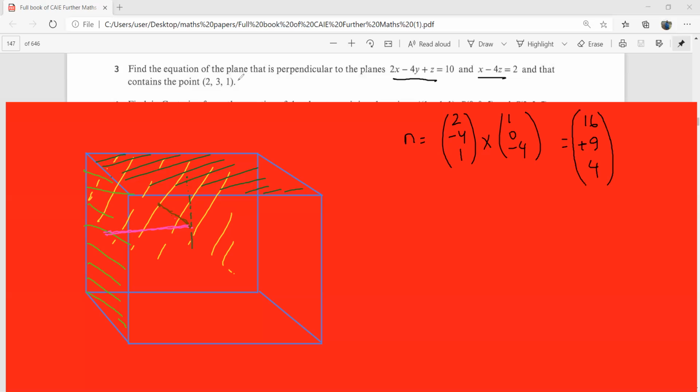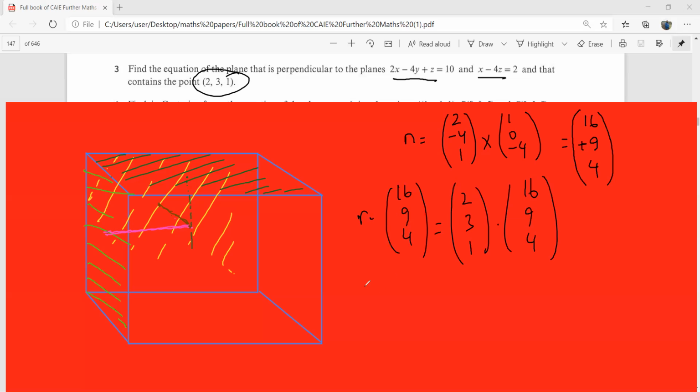So we have a point on this plane which is 2, 3, 1. So this is r dot 16, 9, 4. Please check the answer quickly. That is going to be a dot n, 2, 3, 1 dot this 16, 9, 4. Okay. This is 16x plus 9y plus 4z is 32 plus 27 is 59, and plus 4 is 63. Is that the answer? Yes.